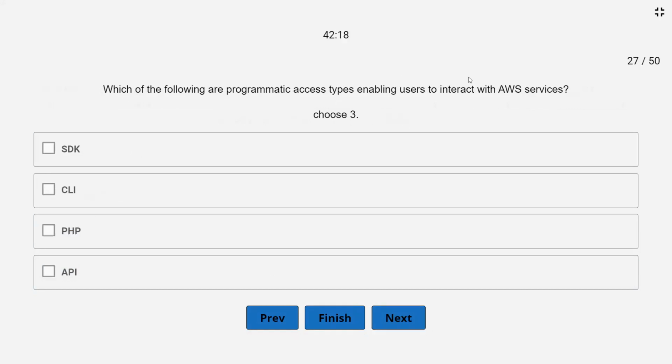You just read. Okay. Which of the following are programmatic access types enabling users to interact with AWS services? Choose 3. ABD. ABD. ABD. I better click ABD.